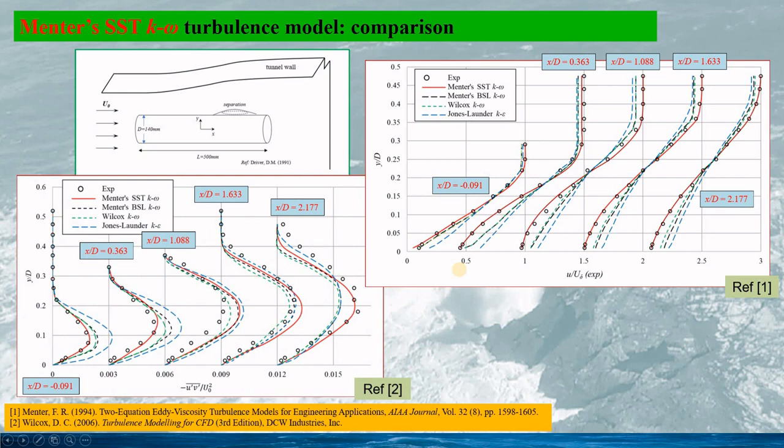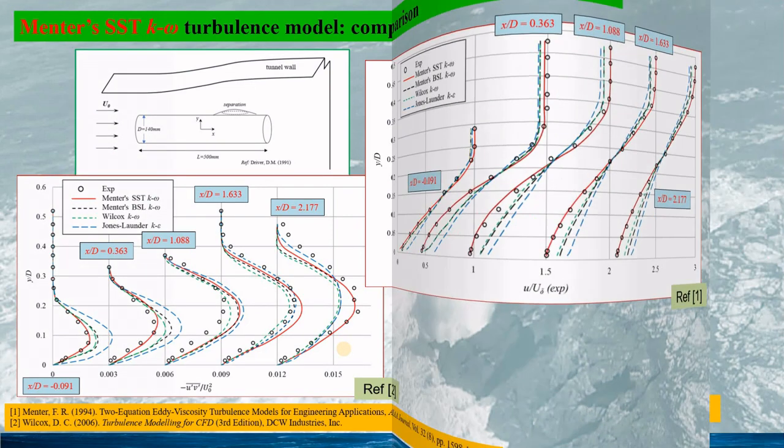The second comparison is for the predictions of the turbulent shear stresses. Again, the comparison shows Menter's SST model gives the best answers for most locations, although it might not be as good as for the boundary layer prediction.